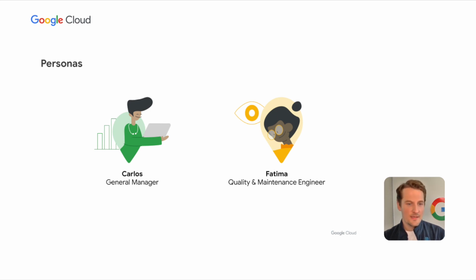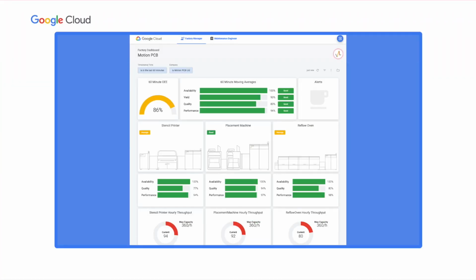Fatima is the maintenance engineer responsible for keeping the assembly line running. She needs a more detailed view of each machine and wants to find the root cause of problems to identify the right fix. To help Carlos and Fatima do their job, Motion PCB implemented a dashboard for each of them to show just the right information. Let's start with Carlos, the factory manager.